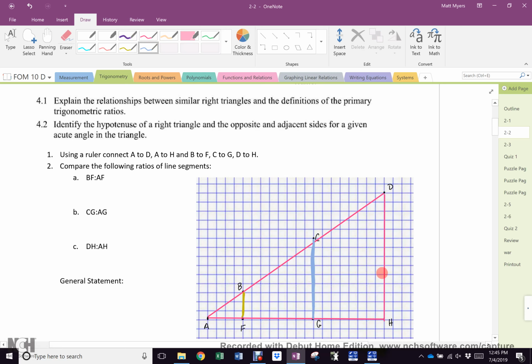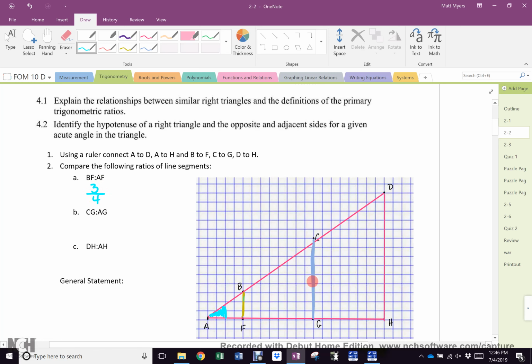Everyone agrees? What is the only thing that is common to all three triangles, that is the same in all three? This angle right here, right? No matter how big I make the triangle, this angle right here doesn't change, does it? Okay, so let's compare BF to AF. How far is B to F? 3. Compares to how far is A to F? 4.